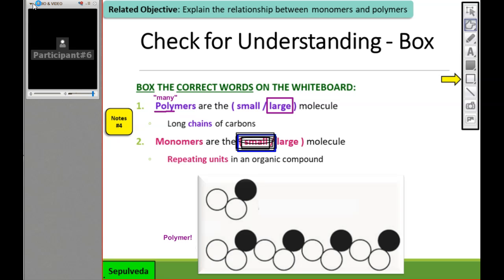Great job, everybody. Now the monomer, on the other hand, is going to be the very small molecule, and it's going to repeat when it's inside of a polymer. All right, so you can see this one right here is our monomer. And you can see that it is, in fact, repeating, right? So you can see it repeat once, twice, 3 times, and 4 times in this example of the polymer.